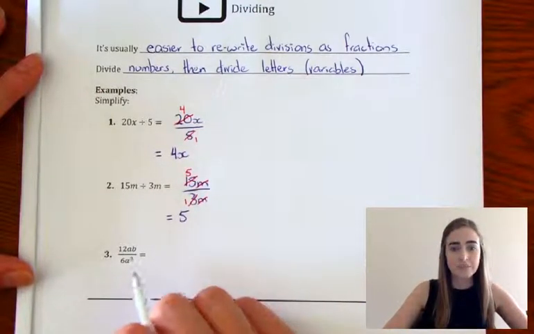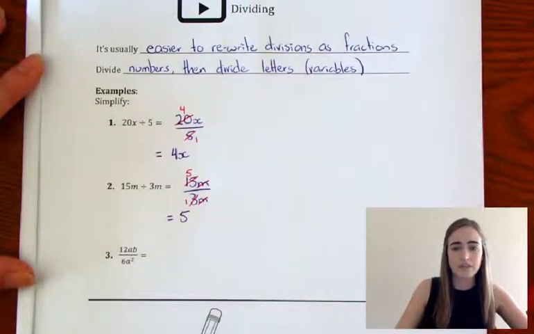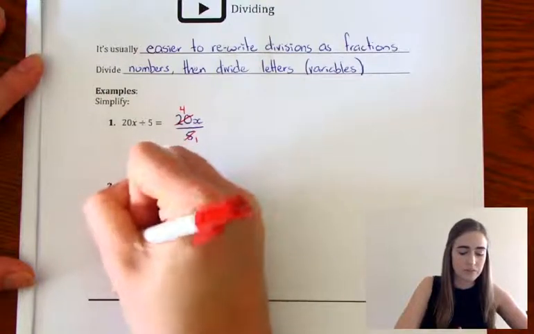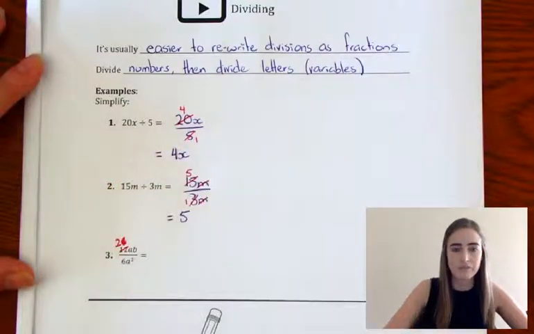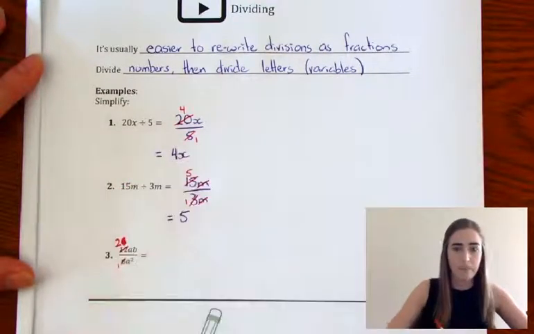Right, our last example, it's already written as a fraction for us, so we're just going to cancel things out where we can. So looking at the numbers first, a 12 and a 6. We can divide them both by 6. So 12 divided by 6 would leave us with 2. Sorry, made a mistake there. So that would leave us with 2. And 6 divided by 6 would leave us with 1.